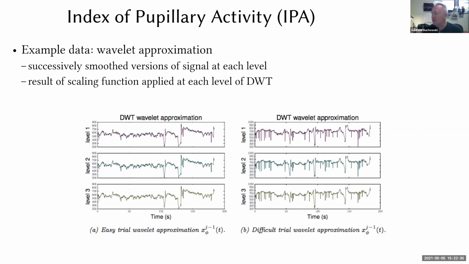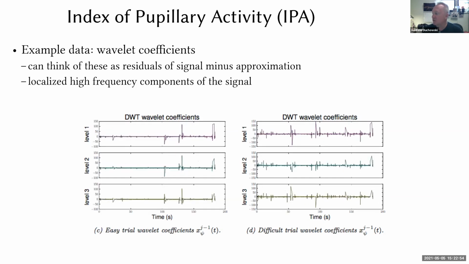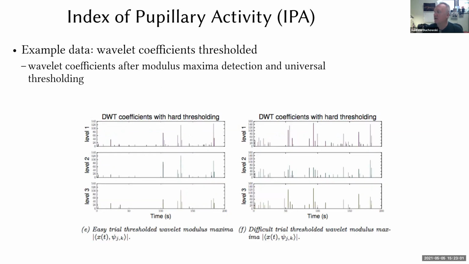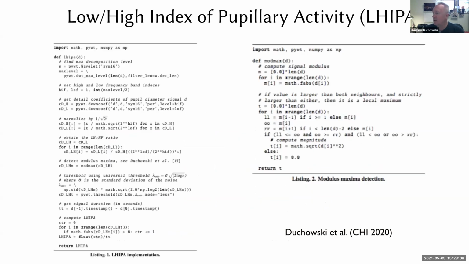On the left is the easy trial wavelet approximation. That's the scaled version of the signal. You can see that it doesn't seem to change very much at 3 levels. Depending on the length of the signal, you can go much farther down. On the right, the difficult trial approximation also doesn't seem to show you much difference. But if we look at the coefficients, the actual spikes, and then threshold on those, you can see that in the difficult trial, we do indeed get more spikes, as Marshall suggested we would.